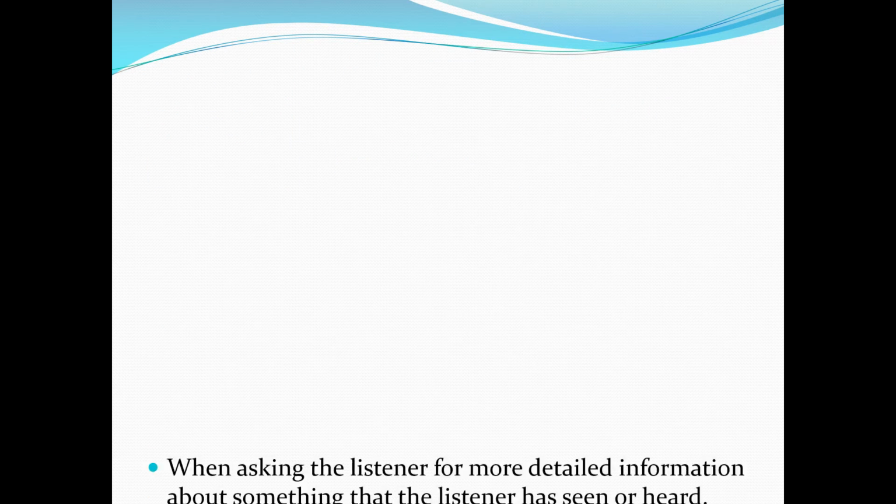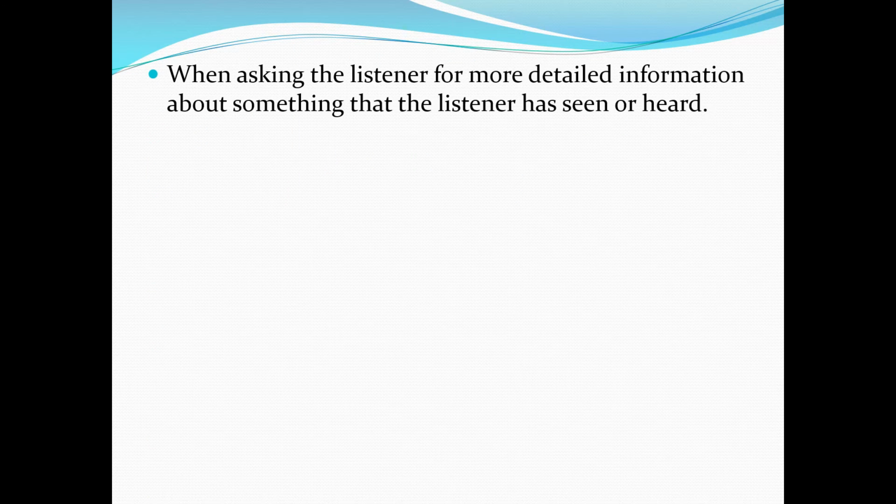Now, another way of using desu ka is when asking the listener for more detailed information about something that the listener has seen or heard. In this part, we are confirming something that the listener has seen or heard. Okay? The former sentence, the one we discussed a while ago, is about confirming something that the speaker has seen or heard. Now, in this sentence, it is the listener who has seen or heard the information.